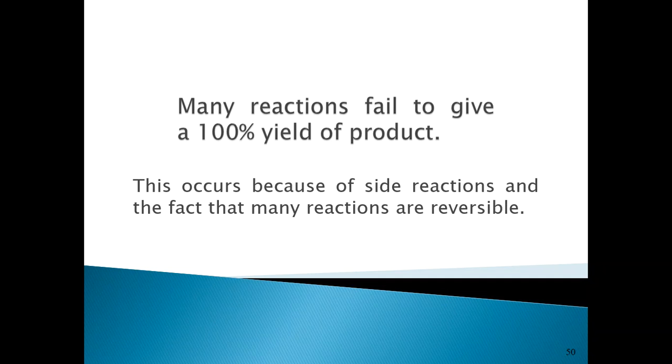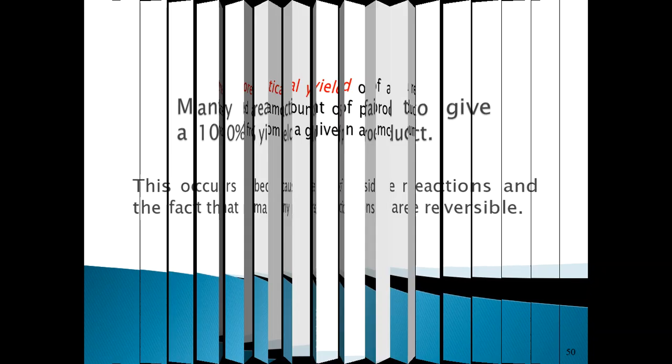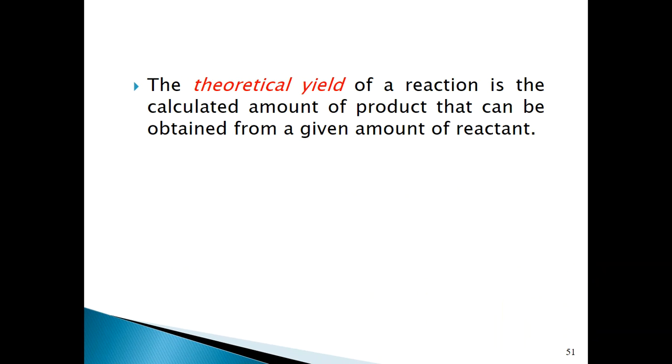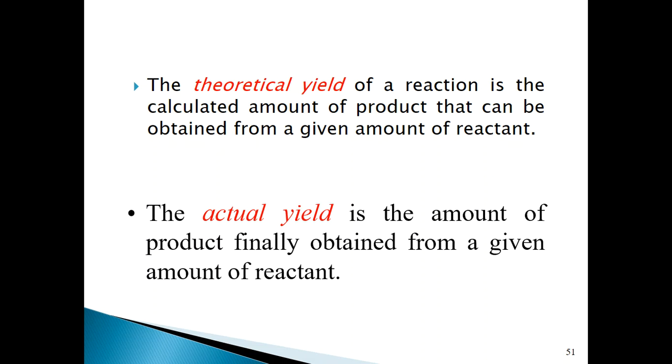One reason is that you can have the possibility of side reactions taking place. Therefore, the reactants that you start off with can form the product that you expect to get, but can also form other products. Another reason is that many reactions are reversible. In other words, the product may form, but the product itself may react to reform the original reactants that you started off with. So those are the two main reasons why many reactions fail to give a 100% yield of product. So therefore, we have to now talk about the difference between what is known as the theoretical yield and what is known as the actual yield.